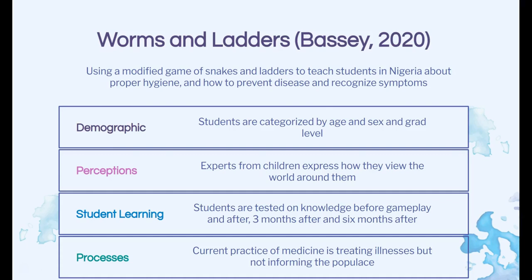They took a look at demographic data, perceptions data, student learning, and processes to analyze and implement this on a larger scale. They looked at the demographics of the participants and the perceptions of how the children viewed the world around them. They looked at student learning by testing them on the knowledge before gameplay and again after, both 3 months after and 6 months after. And they looked at the current practices in medicine of treating illnesses and saw how it did not actually inform the populace. By putting that all together, they were able to come up with a plan for improvement.